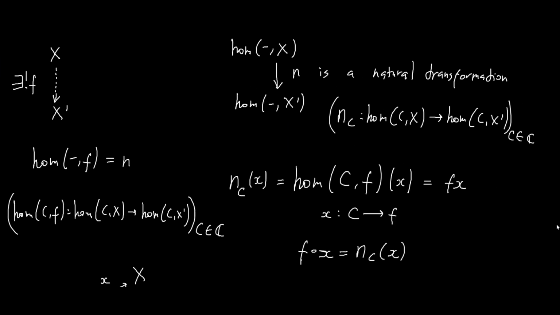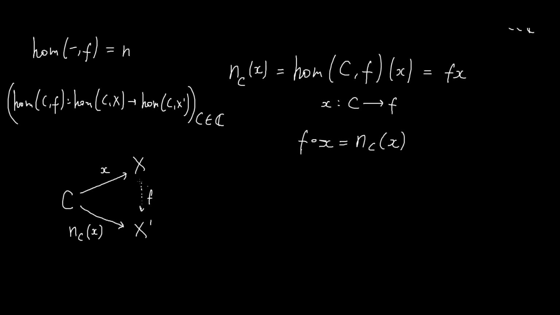Okay, let me re-explain the context. So we're working in a category C. We have two objects, x and x prime. We consider the corresponding functors, and we have an abstract natural transformation between them, and we want to represent it as an arrow from x to x prime. And that means that we want to find an arrow f such that f composed with each x gives me nc of x. What should f be?